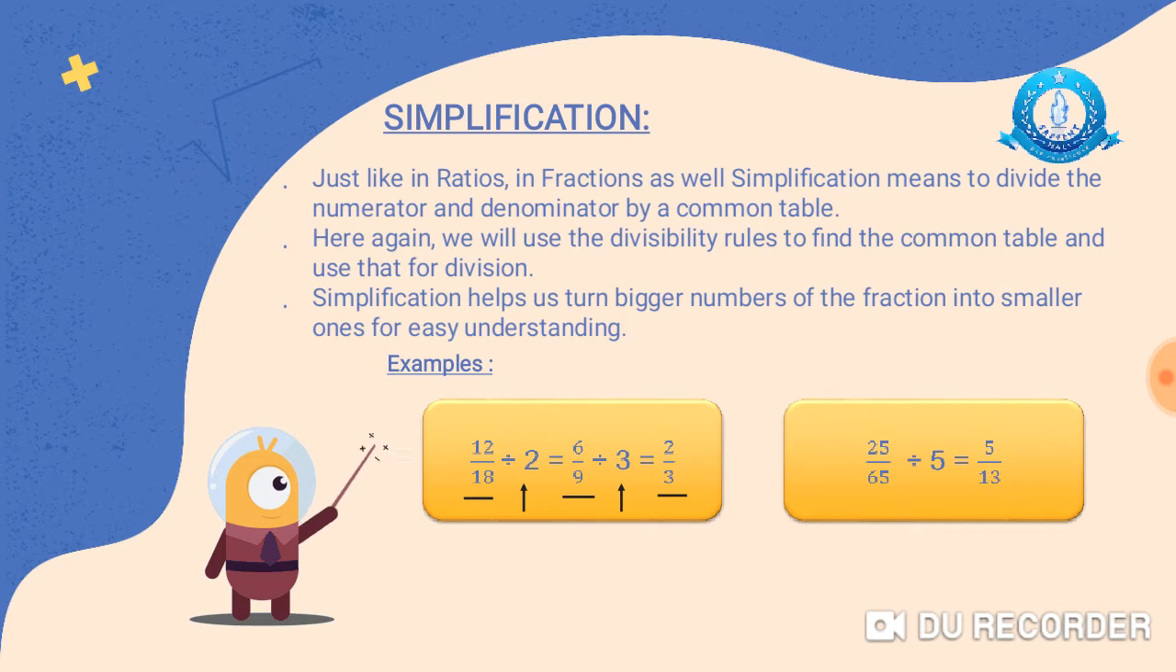Question 2. 25 upon 65. Now using the divisibility rule for 5 times table, I can see that both my numbers are ending with 5 and that is why they will be divided by 5 times table. 25 divided by 5, answer is 5 and 65 divided by 5 will give us the answer of 13. 5 upon 13 is our simplified fraction.